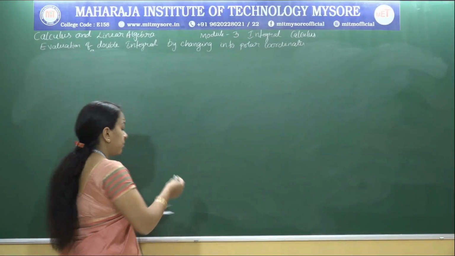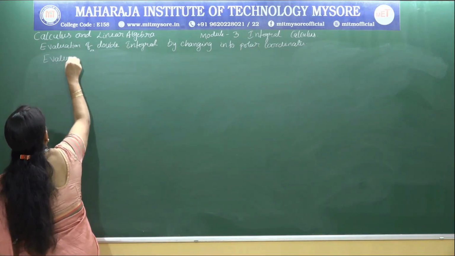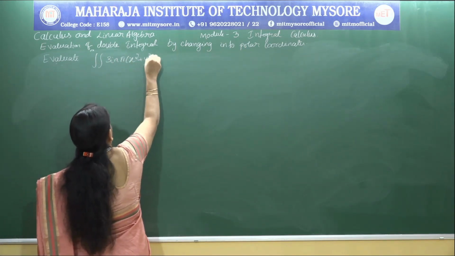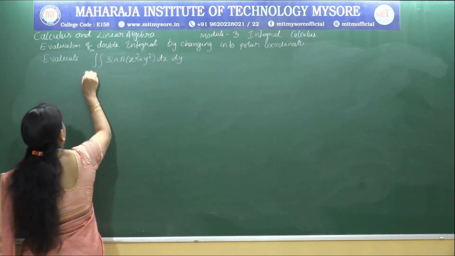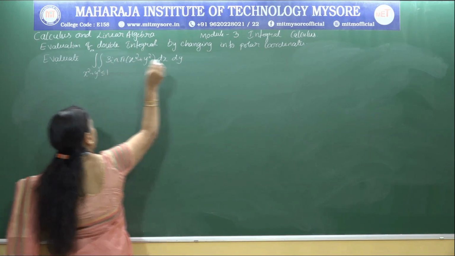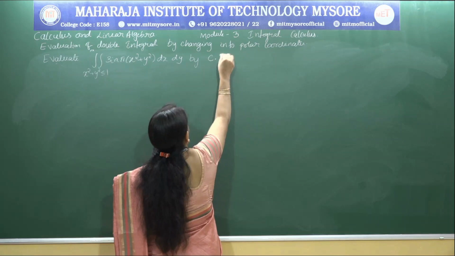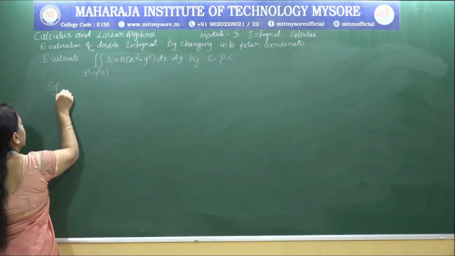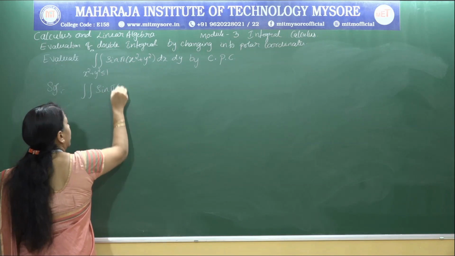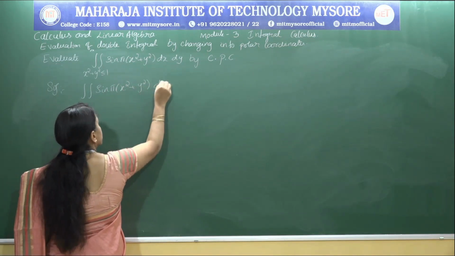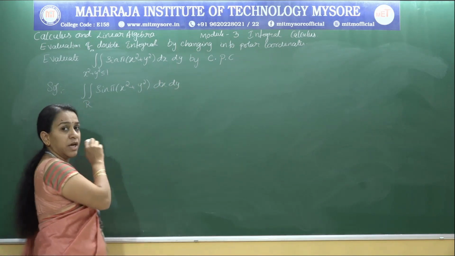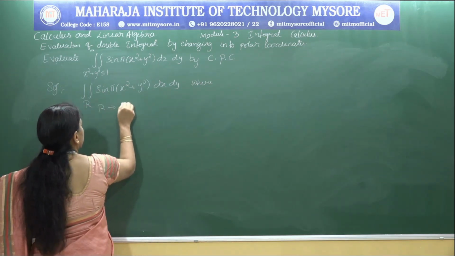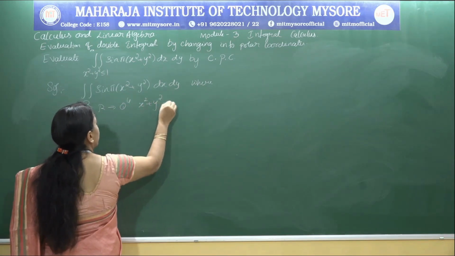So next problem, evaluate double integral sin of pi into x square plus y square dx dy over the region x square plus y square less than or equal to 1 by changing into polar coordinates. Okay. So what is the given double integral? Given double integral is sin of pi into x square plus y square dx dy over the region R, where R is a circle x square plus y square equal to 1.